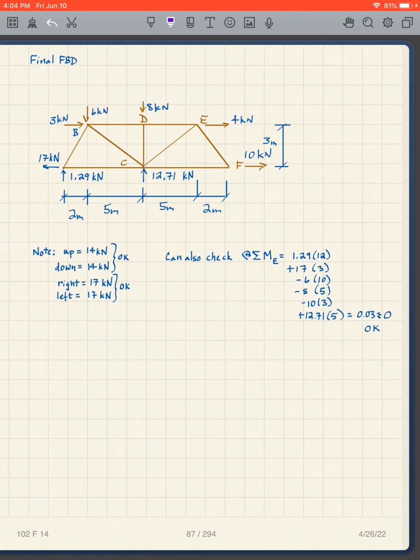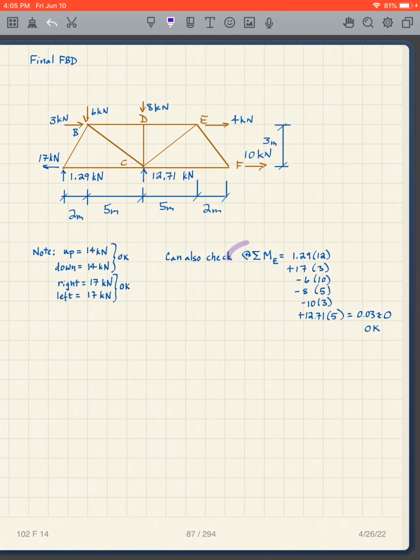And we can do a double check. Does up equal down? So there's my up, which is 14. I've got 14 going down. I've got 17 to the left. I've got 3 plus 4 plus 10 to the right. 17 left, 17 right.